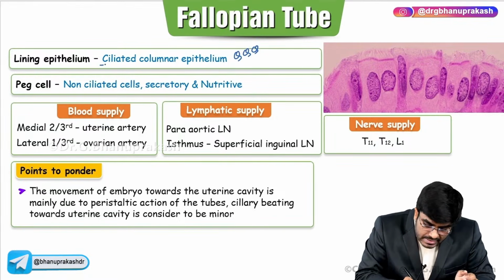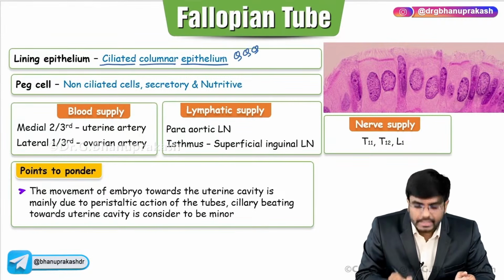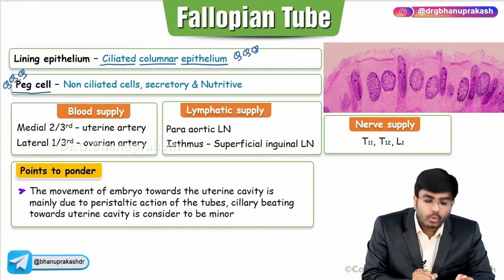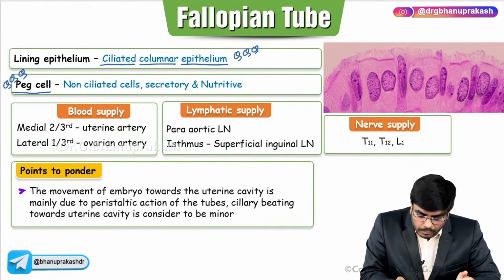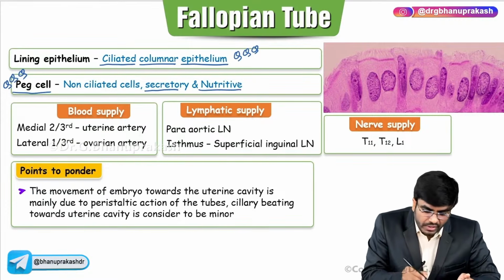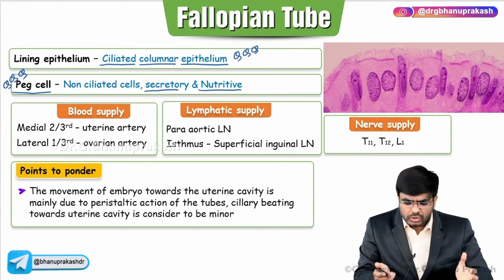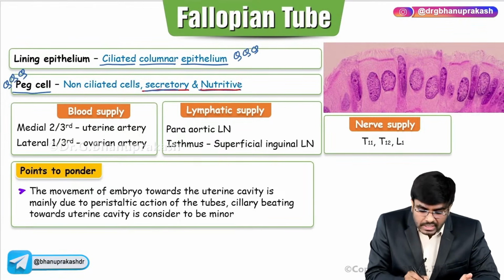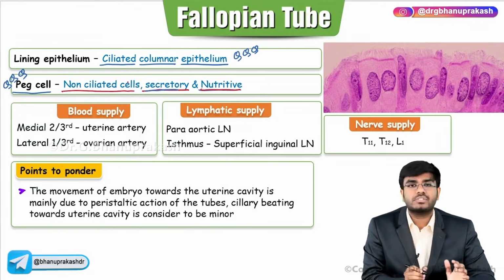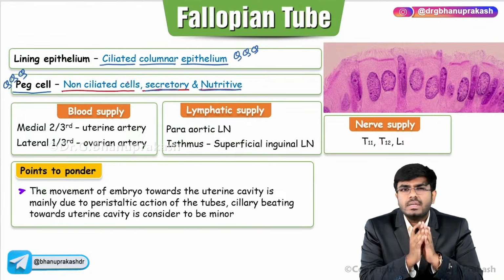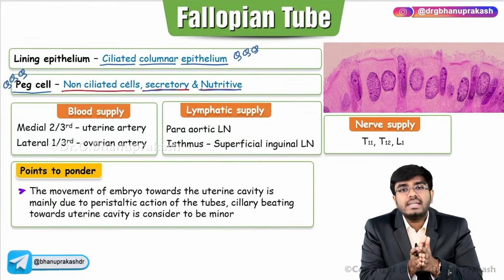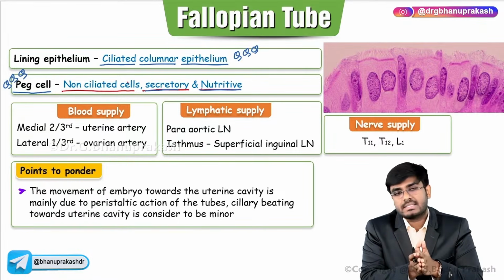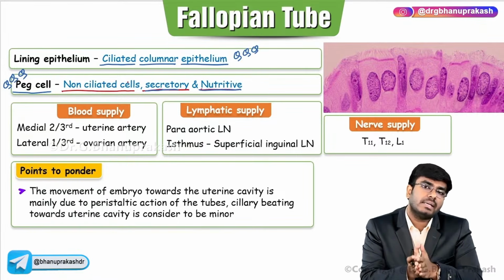Okay, so it is a ciliated columnar epithelium, and inside this fallopian tube there are special cells known as PEG cells. They are thought to be secretory and nutritive in function. We don't know the exact function, but they are thought to be secretory and nutritive, and they are non-ciliated cells. They will ask you: non-ciliated columnar cells present in the fallopian tubes, which are thought to be secretory and nutritive in function, are known as PEG cells. Or they can simply ask which cells are present in fallopian tubes.